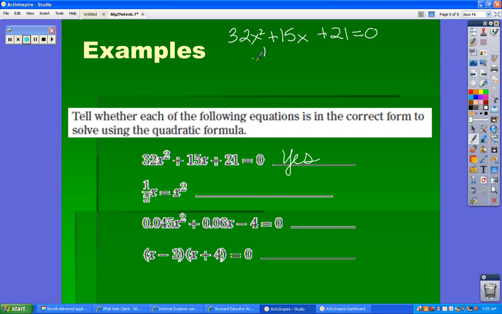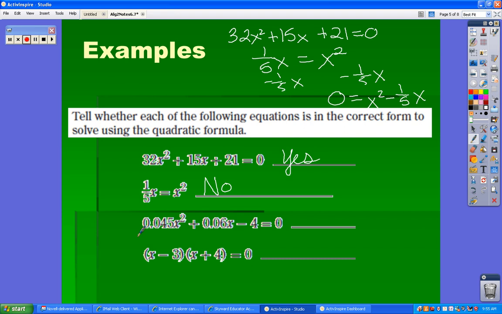Okay, how about this one? 1/5 x equals x squared. I have an x squared term, so that's good, but I do not have 0 on one side, so the answer of this is no. If I wanted to use the quadratic formula, I'd have to subtract this 1/5 x first. And then I would have 0 equals x squared minus 1/5 x, and then I could use it. But this one is not ready to go the way it looks now.